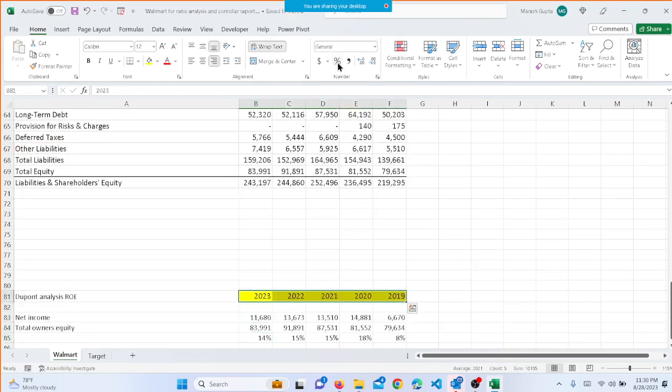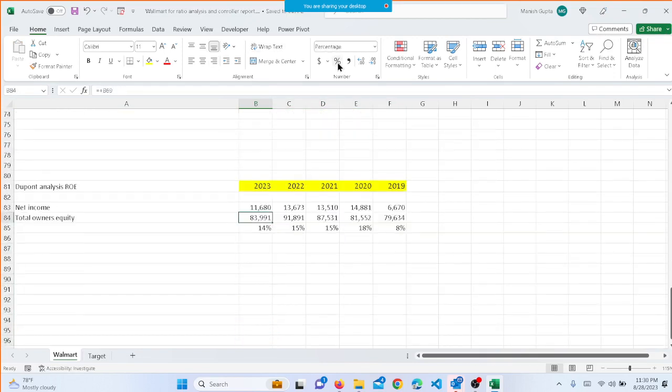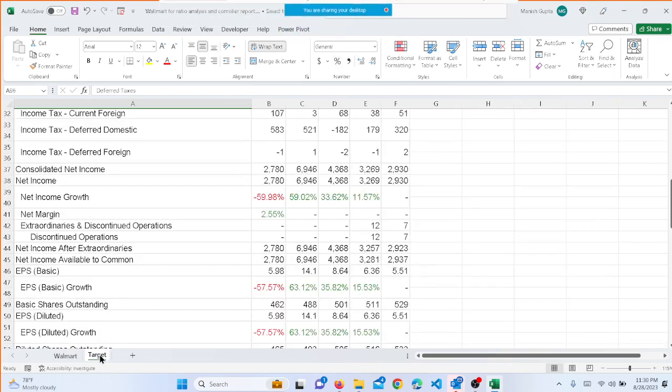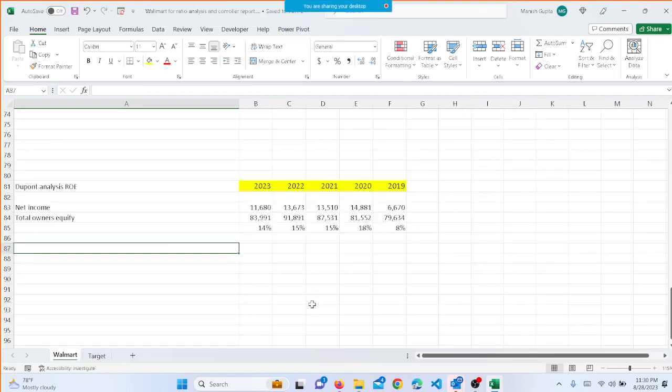Now the DuPont analysis says, wait a minute, the income depends on the sales. So what is the reason it's going from 8 to 18 or going from 18 to 14 only, right? So we want to analyze and understand, and maybe potentially we can compare against Target, another company, right? So let's work on this.